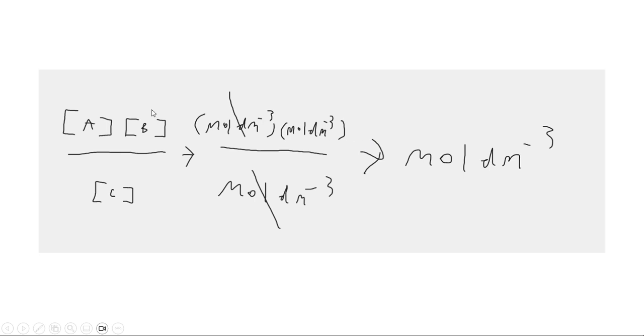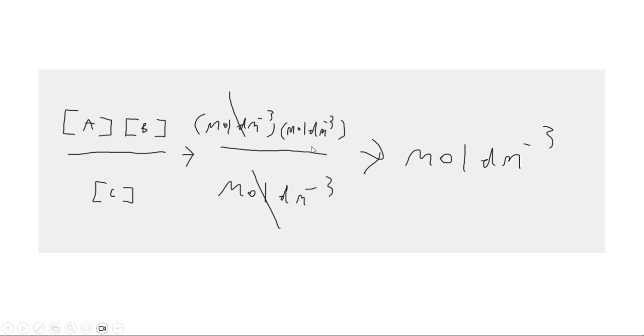Calm. The units can change, yeah? So let's say I've got A times B over C. What's going to happen here is the concentration is measured in mole per dm cubed, so mole per dm cubed times mole per dm cubed over mole per dm cubed. Two of them are going to cancel out because you've got mole per dm cubed here, so it can divide, it can cancel, yeah?